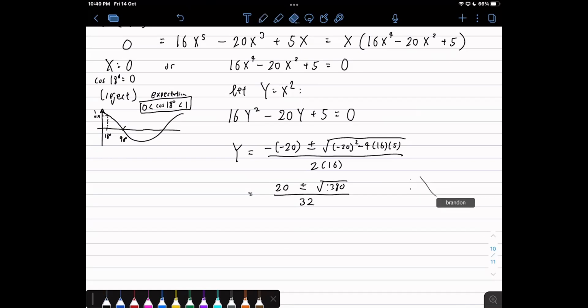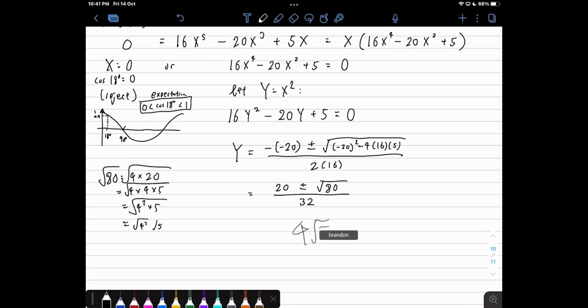Let me double confirm first. Is it 20 squared minus 4 times 16? It's 80. Sorry, it's 80. Oh my goodness. Okay, then we can simplify 80 a bit. So this is like 4 times 20. 20 is like 4 times 5. So that's really just 4 squared times 5. If you take the square root of 80, it's the same as square rooting everything. Square root of 4 squared, square root of 5, which is just 4 root 5, right?